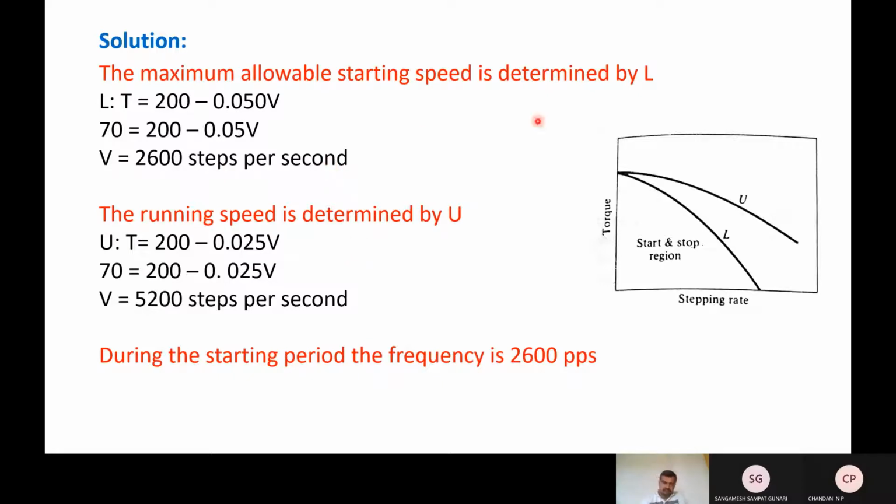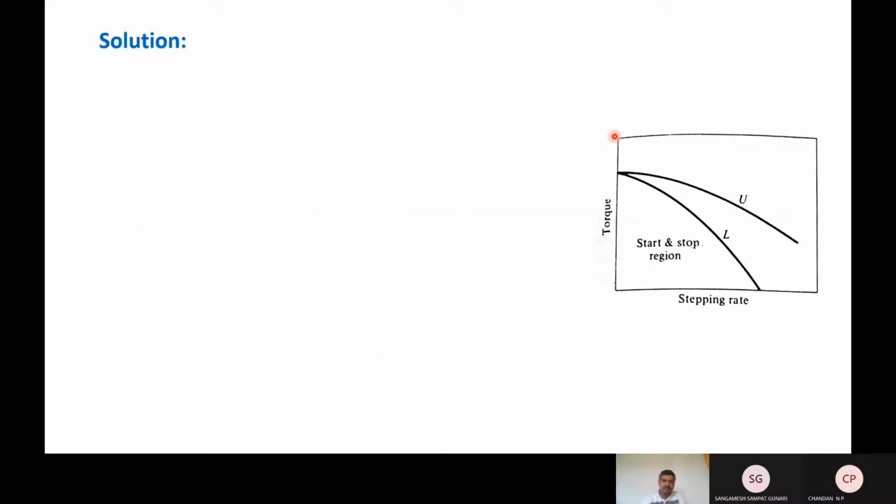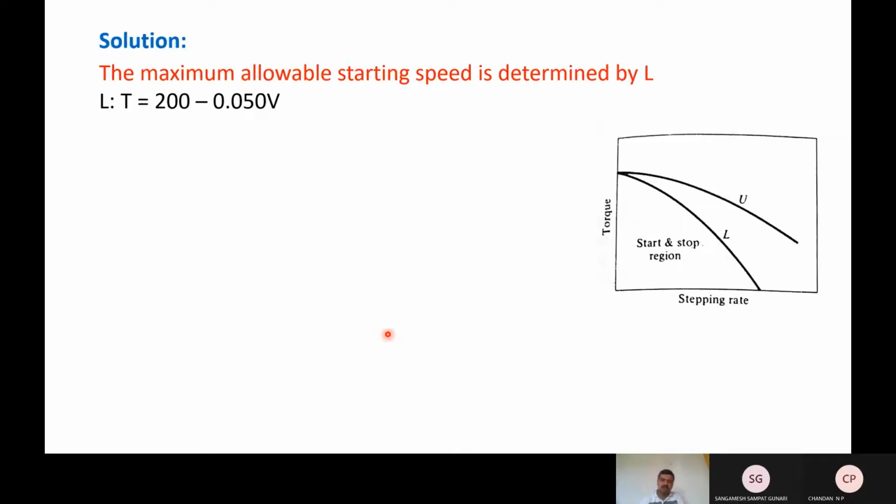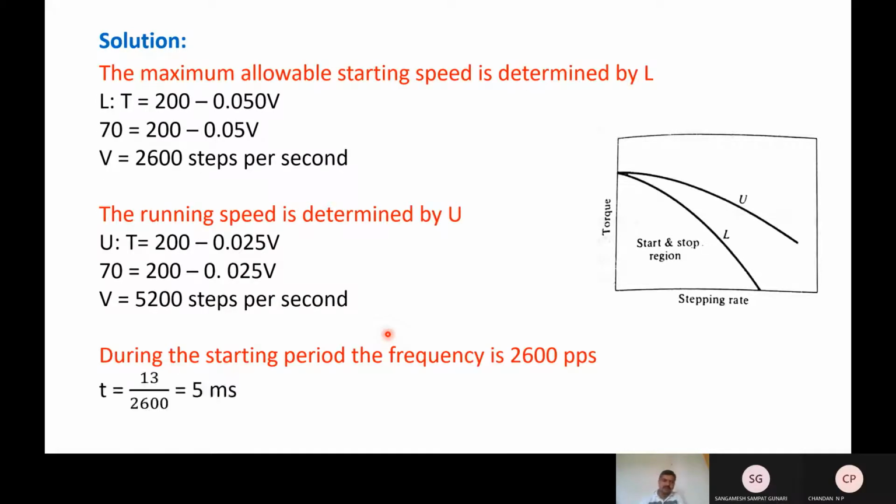Now, in the problem, they ask you to find what is the starting time period. That means for 2600 pulses, it is taking 1 second. Next, for 13 pulses, how much time is required to give 13 pulse input? You know, per second you can input 2600 pulses during the starting stage of the motor. Now you can find this value. So 13 by 2600 will give you the time required to start the motor.